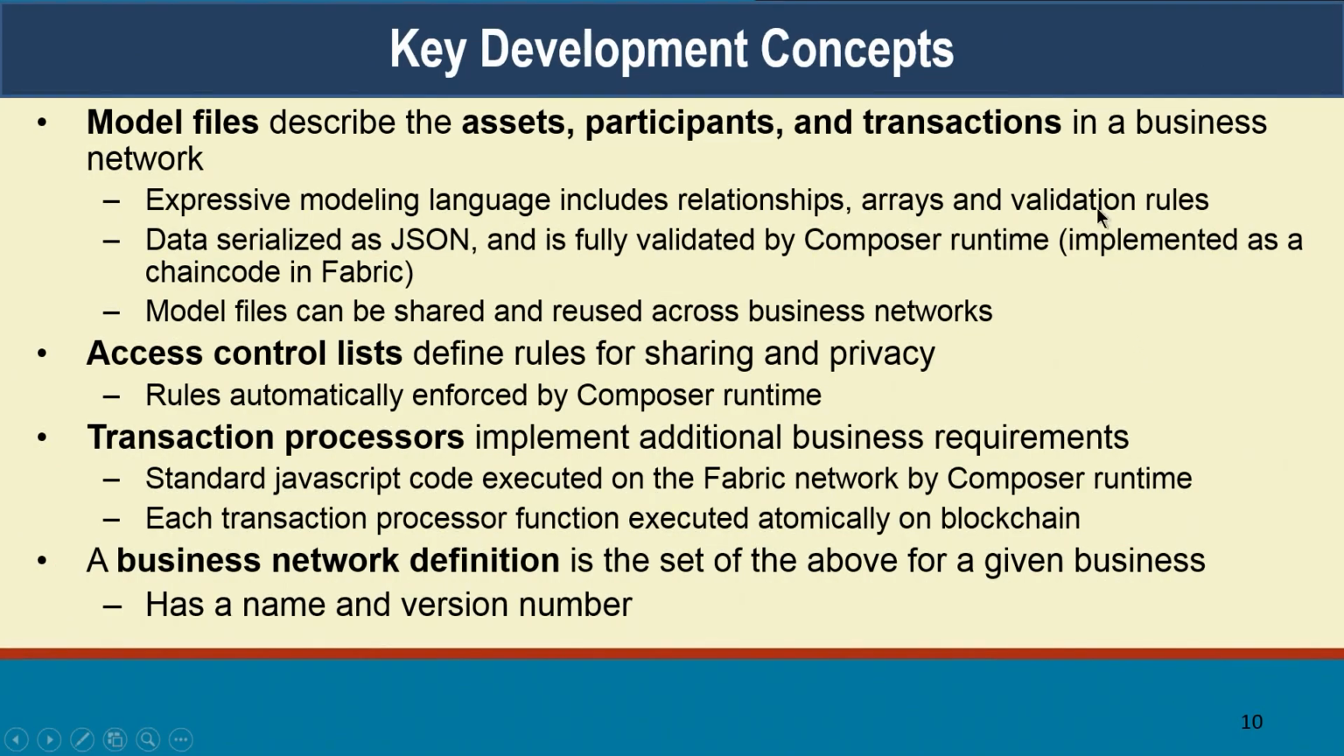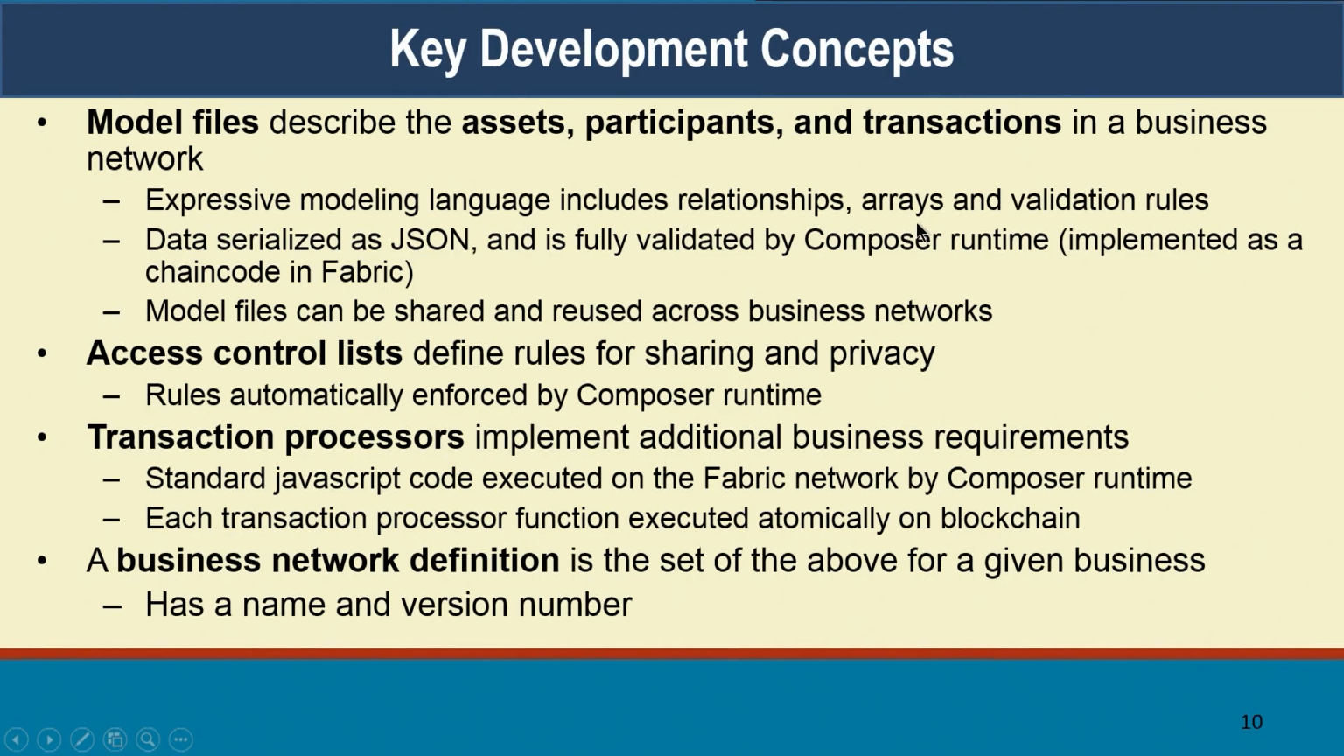So what are some of these key concepts, right? I talked about model files. The model files describe the assets, participants, and transactions of the business network. It's a very expressive modeling language. It includes relationships, arrays, and validation rules. And all of this, let's say an asset and participants, they're all captured as JSON. So they're all serialized data as JSON. And it can be fully validated by a Composer runtime.